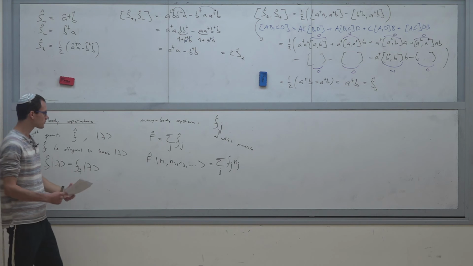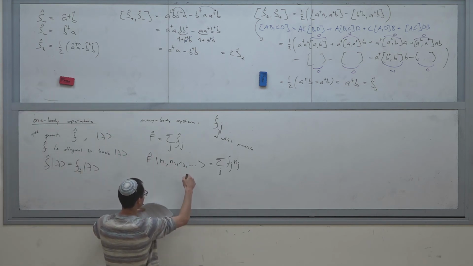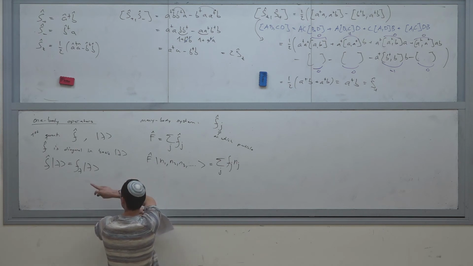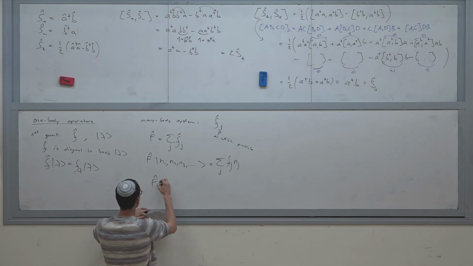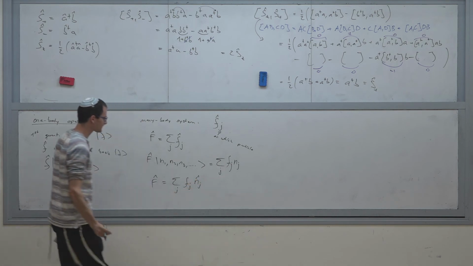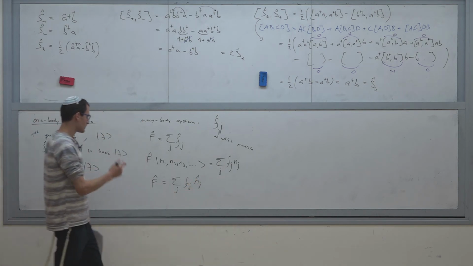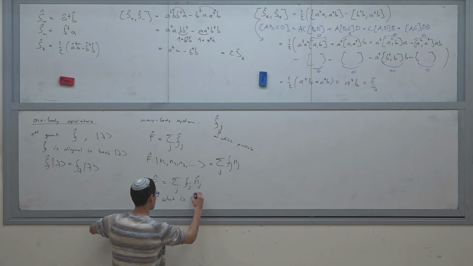So this works if you can write F in the diagonal form. But what if you want to write this in a basis which is not diagonal? Say you want to write the momentum operator. The momentum operator is just the numbers f_j times the number operator, which is a dagger a. What if it's not diagonal? What if F hat is not diagonal?